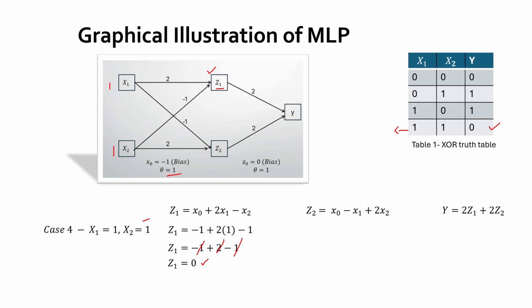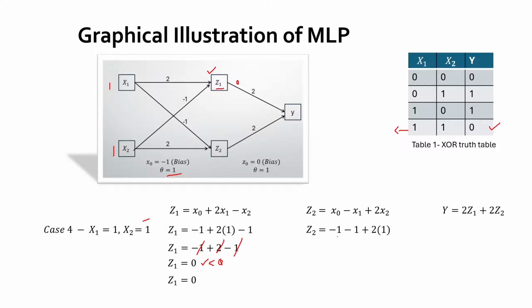And the threshold is 1, so it is again less than the threshold. Therefore, this neuron Z1 will pass a value of 0. Similarly, at the neuron Z2, which is the second neuron in the hidden layer, the weighted summation is calculated as x0 minus x1 plus 2 of x2, where x0 is the bias, x1 is the first input, and x2 is the second input with a weight of 2.